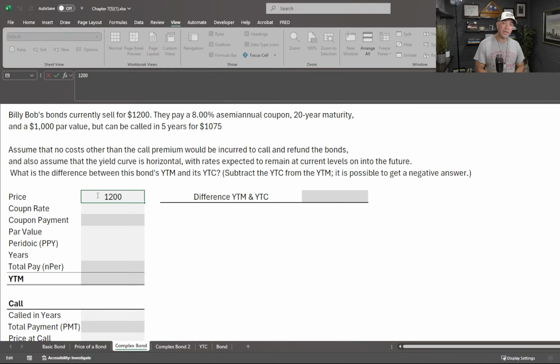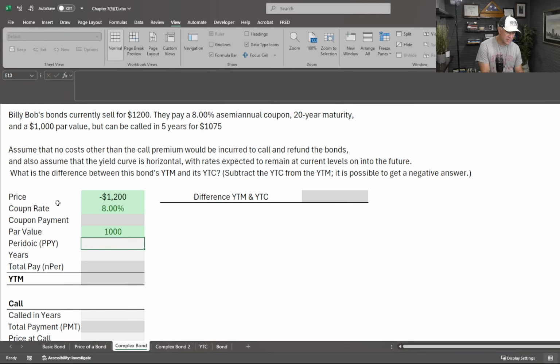What we have to do, we're paying more than 1,000, and for Excel to recognize it, you have to do your inflows and outflows correctly. So if this price is what we're paying, which is a cash outflow, I have to have it as a negative because that's money going out. Anytime I'm receiving money, which is the 1,000 and the interest payments, that's an inflow, which is positive. So then we get 8% of par. Let's do the par value, 1,000.